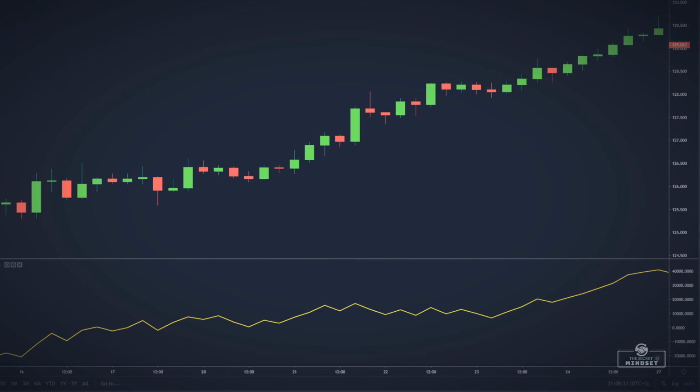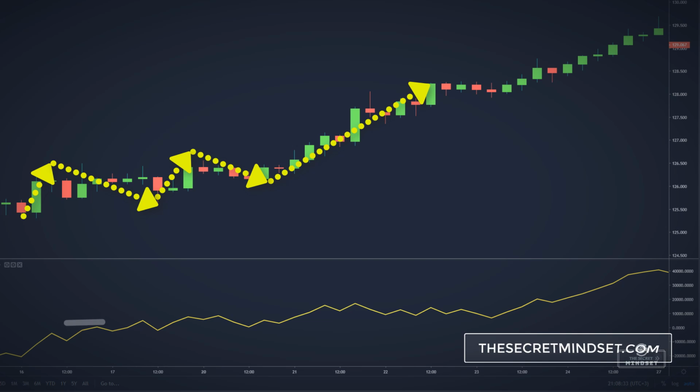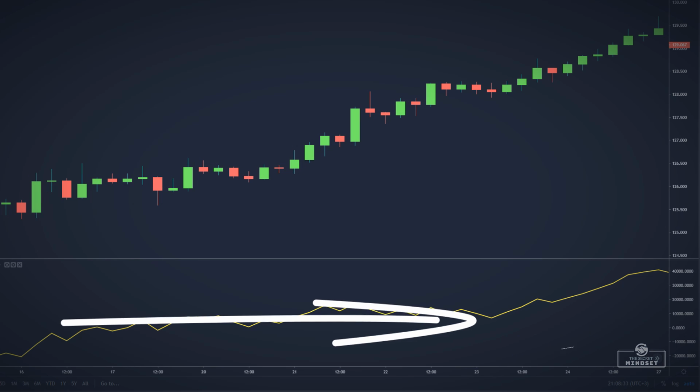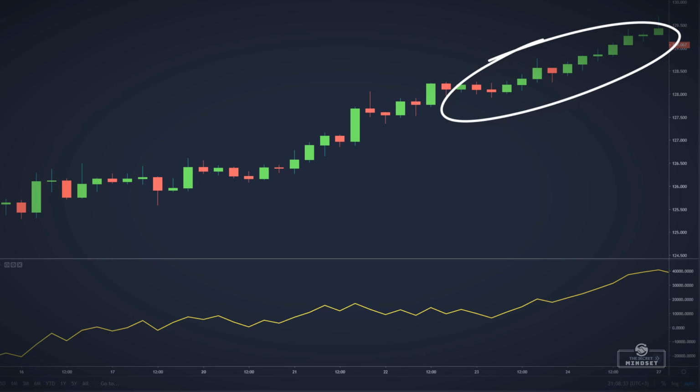Here's another example with the market recording consecutive highs and lows and the OBV in sideways mode. The price continued its upward direction, but at a slower pace.